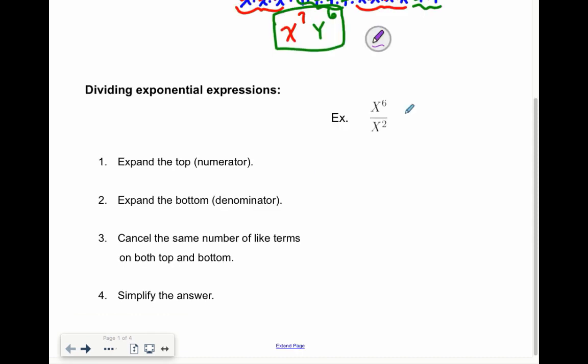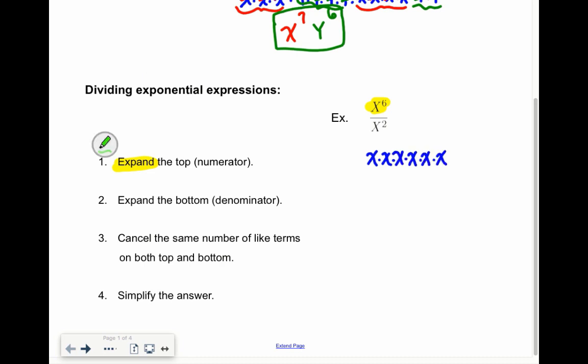So now on to dividing exponential expressions. I have an example there that says x to the 6th divided by x to the 2nd. And we're going to see how to deal with that in the directions that I have listed here. The first step says to expand the top, or the numerator. So the numerator is this right here. So we're going to expand x to the 6th. So we would do x times x times x times x times x times x.